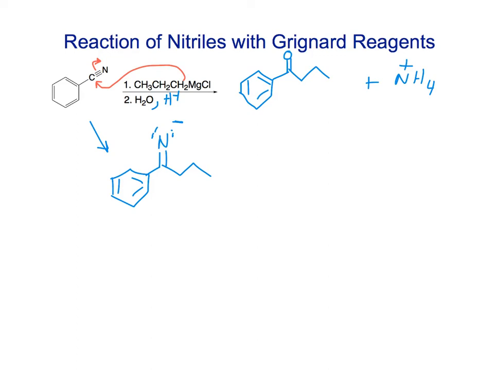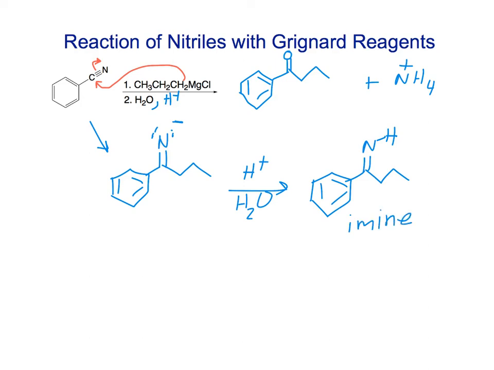And so then we add the aqueous acid, H plus and water. We quench the reaction and we hydrolyze this imine. Okay, so this is also an imine. This is an imine of a ketone instead of an aldehyde. And then this hydrolyzes. So this is imine hydrolysis as well.